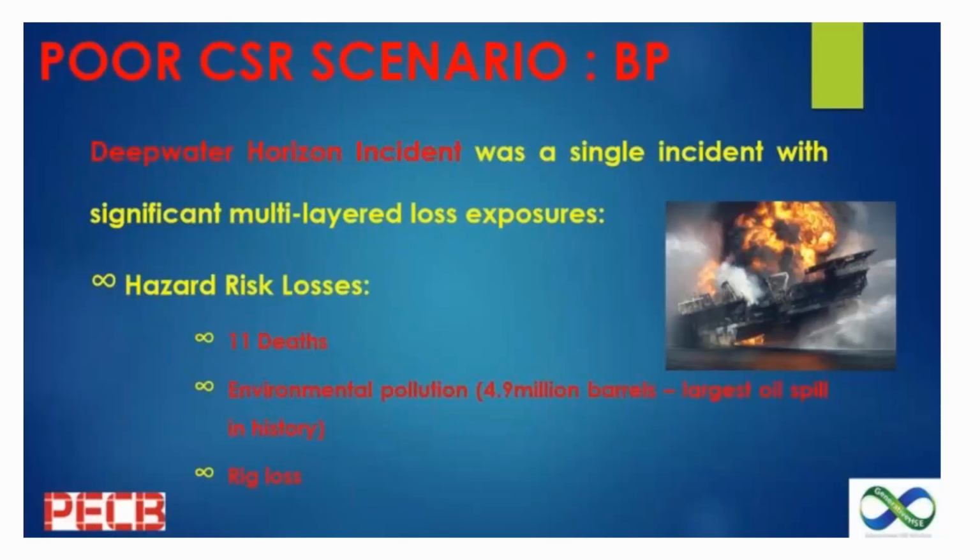But then it became a turning point, because the Deepwater Horizon incident was a single incident with significant multi-layer loss exposures. So you'll be wondering what I'm saying in regards to that. There were 11 individuals that died as a result of that incident. There was environmental pollution. There were 4.9 million barrels, the estimated barrels that were released into the aquatic environment, which constitutes the largest oil spill in human history.